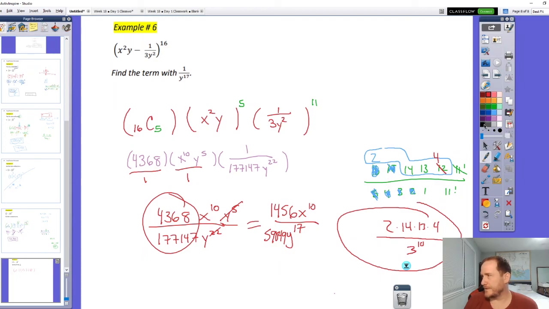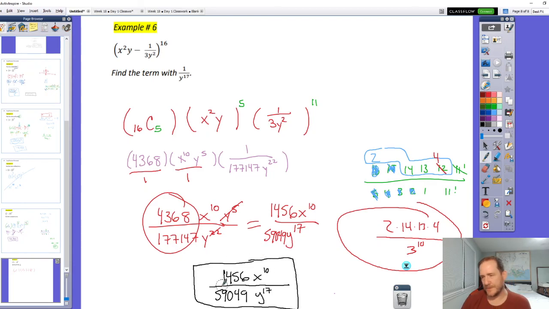And I wrote that ugly, so let me clean that up. 1456 x to the 10th all over 59049 y to the 17th. Easy peasy, right? Super simple. Alright, there's nothing like this on the quiz. Don't worry about it. Your quiz is going to be a little more straightforward.